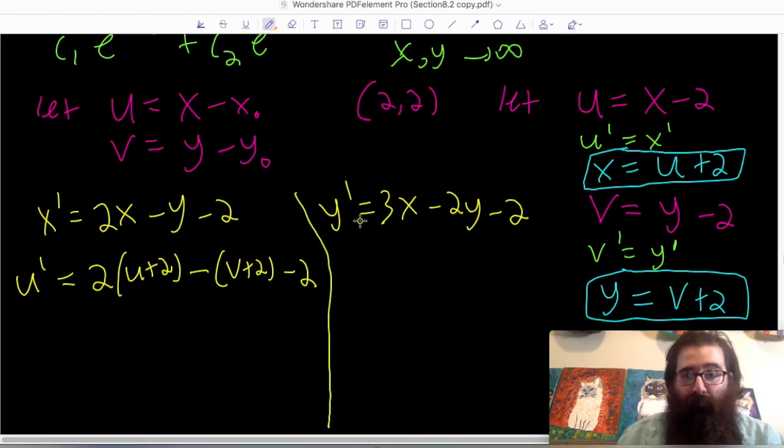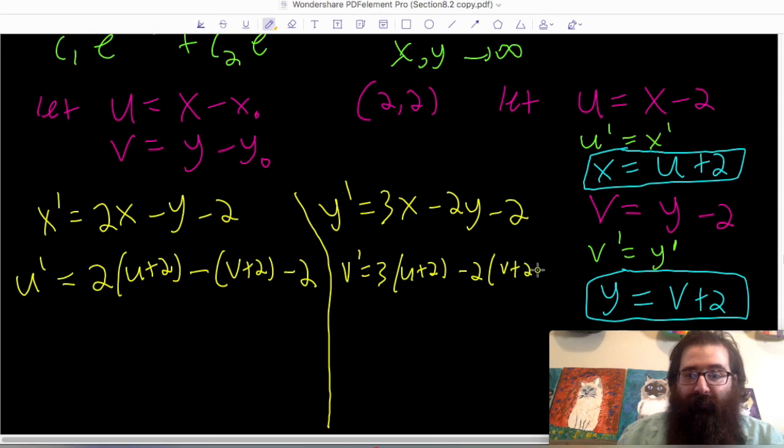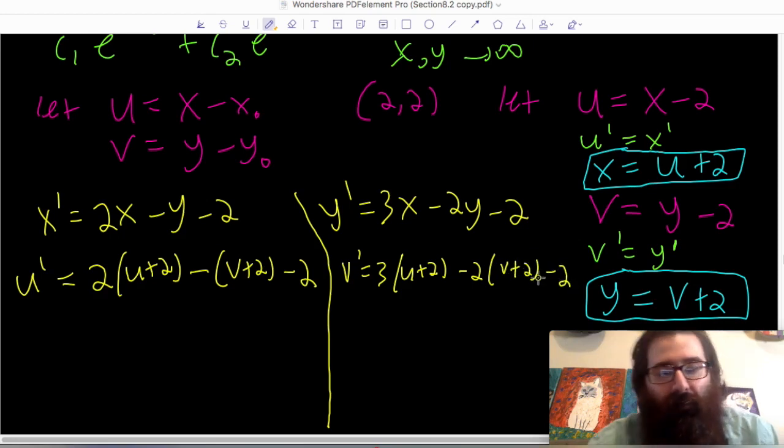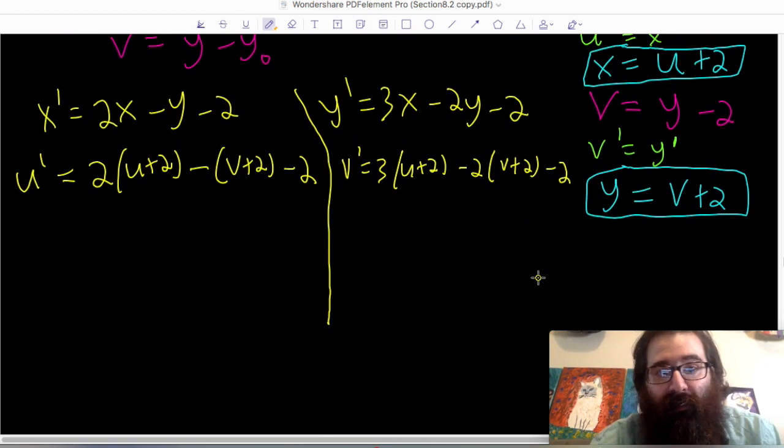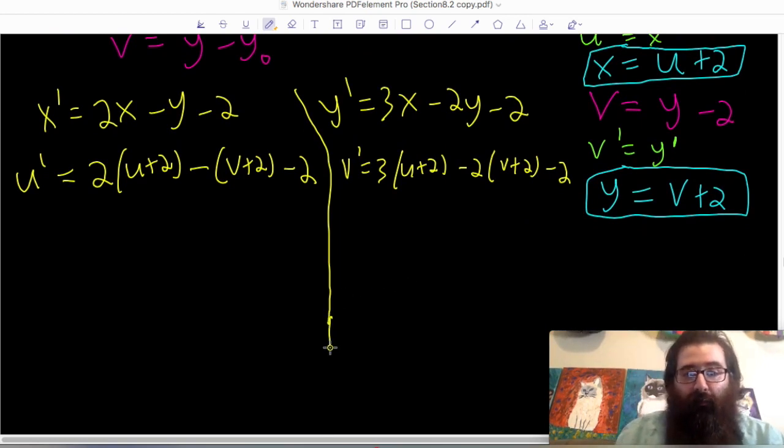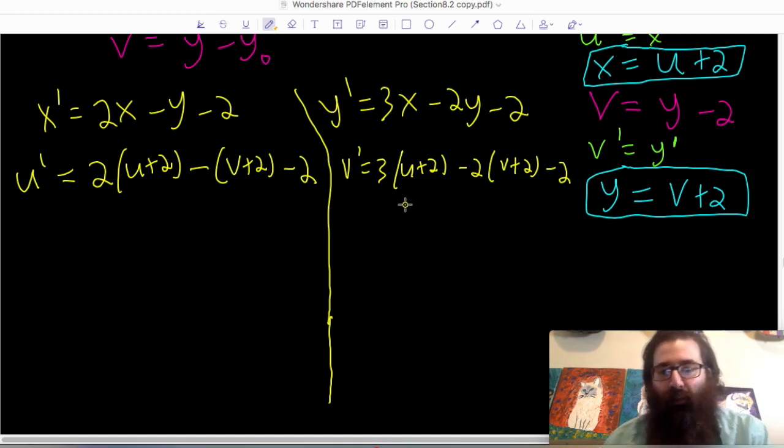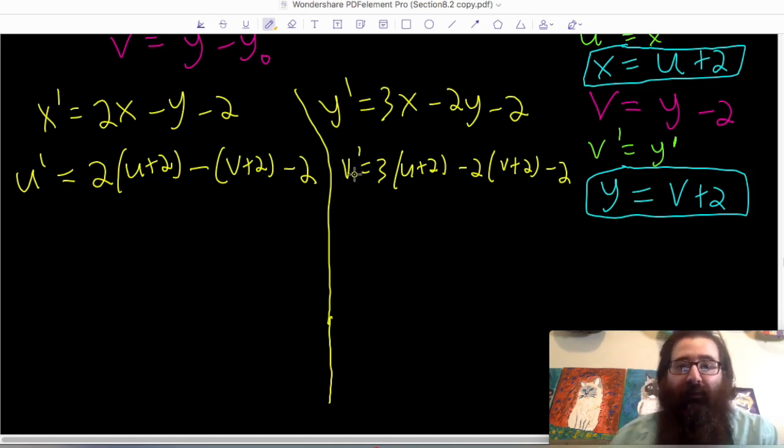And then y prime, we said, well, y prime is equal to v prime, and this is equal to 3 times x, but x is u plus 2, minus 2 times y, but y can be replaced with v plus 2 minus 2. And this should just reshift in a way that now I have a new linear system to look at that's going to exhibit the same exact behavior as this old linear system, just a reshifting of it that now has critical point at 0, 0, and looks like our previous examples.